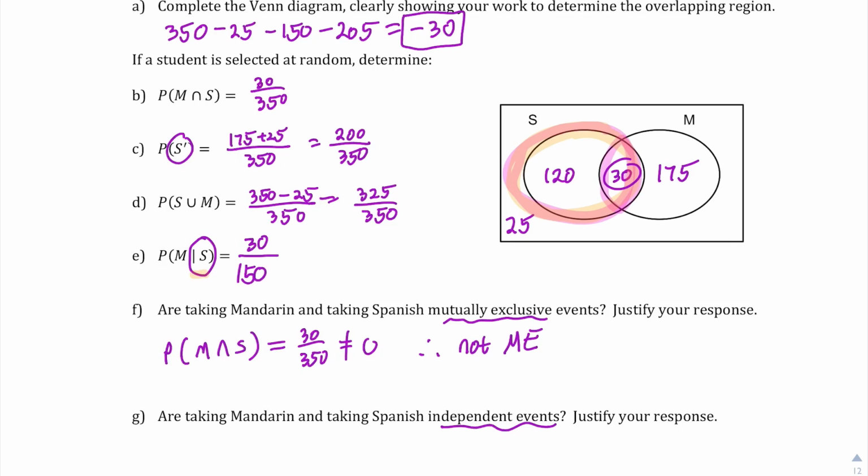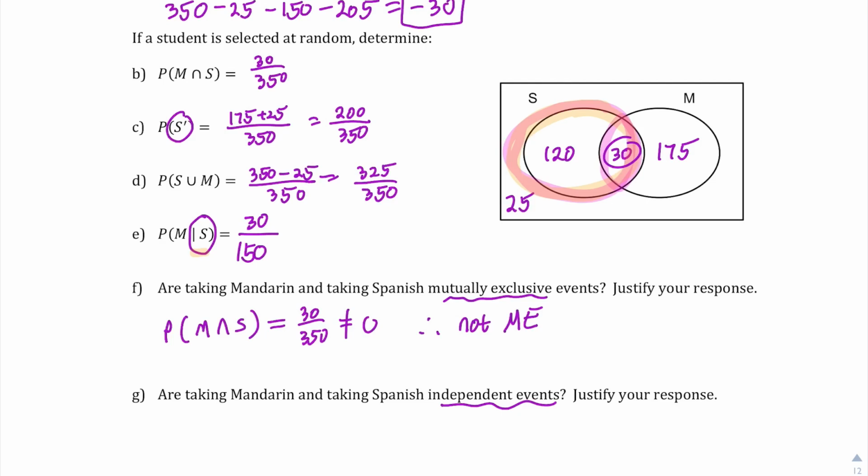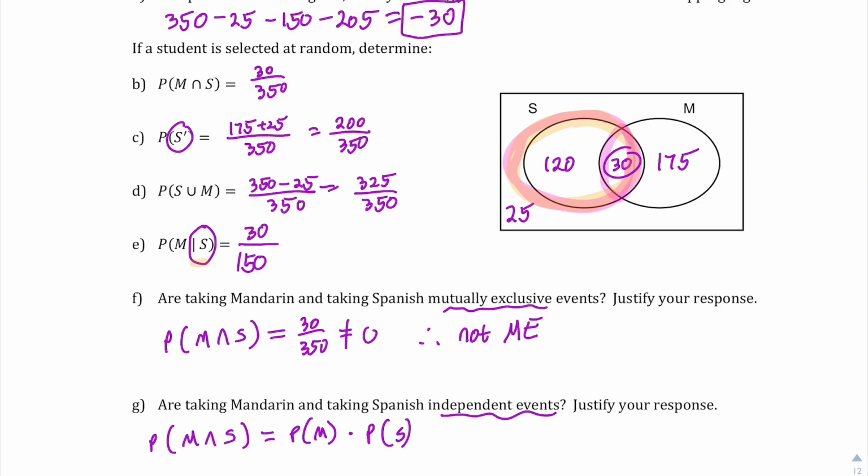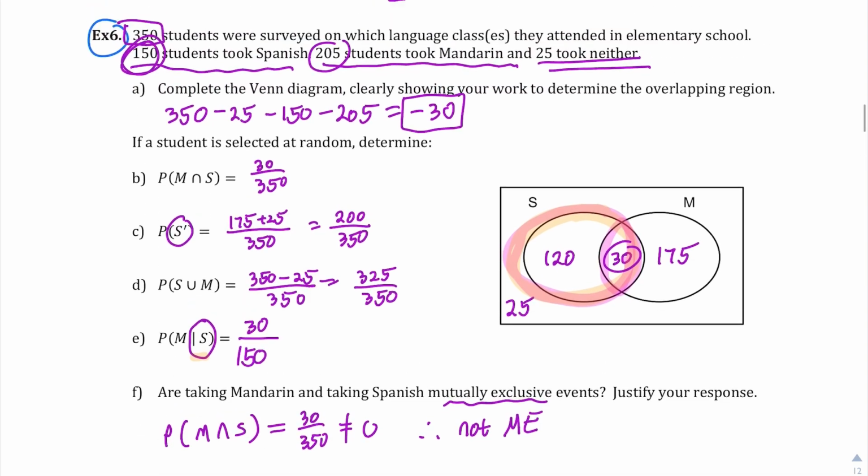Next, we're determining whether or not taking Mandarin and taking Spanish are independent events. Does taking one of the languages affect the likelihood of taking the other one? There are two different approaches that we can use. One would be to consider whether the probability of taking Mandarin and Spanish is equal to the probability of taking Mandarin multiplied by the probability of taking Spanish. If this is the case, then that proves that they are in fact independent.